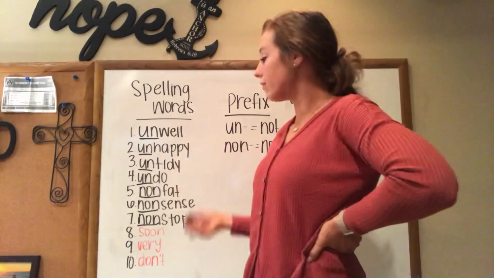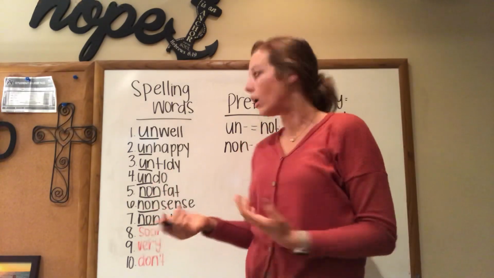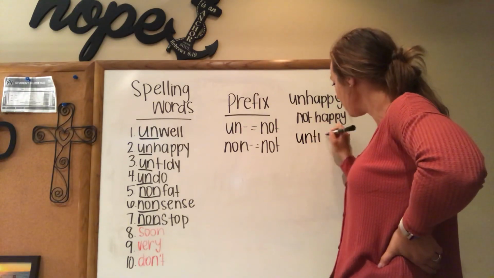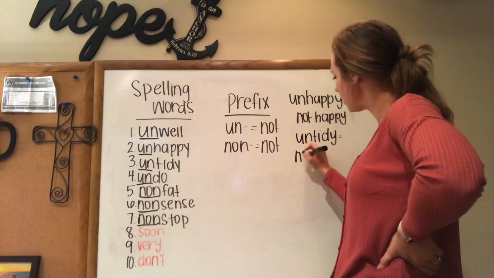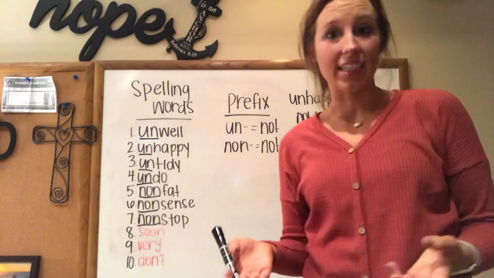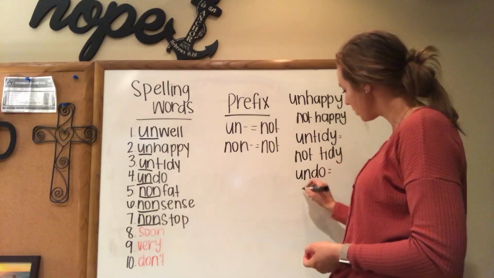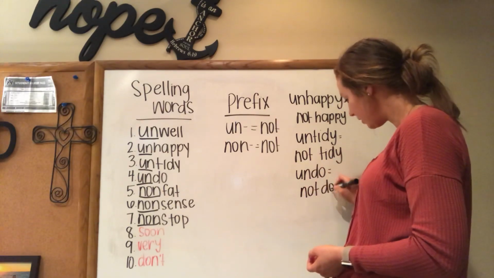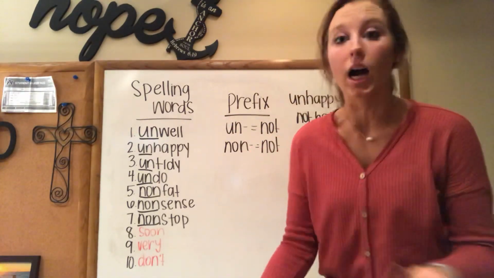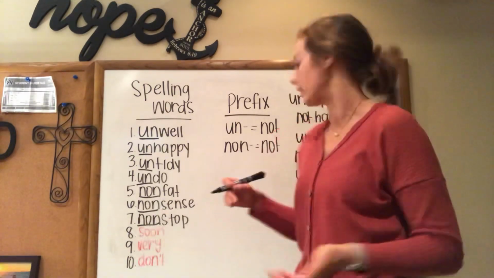So when you see un, like unwell, I'm not well, I'm not doing well, I'm feeling sick, I'm unwell. If you have untidy, well, tidy means to be clean. So you could say untidy means not tidy, and that means to be not clean. Undo. You're going to undo something, you're going to not do it. So if I'm going to undo my shoelace, I'm not going to do my shoelace. If I'm typing on the computer and I make a mistake, I might undo it. So we're not doing it.